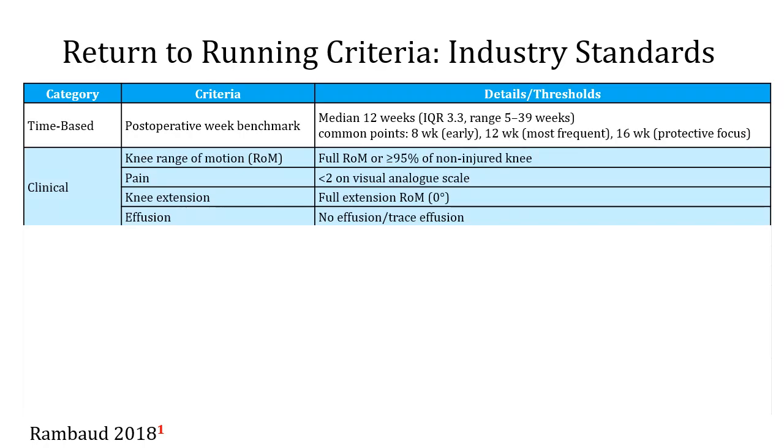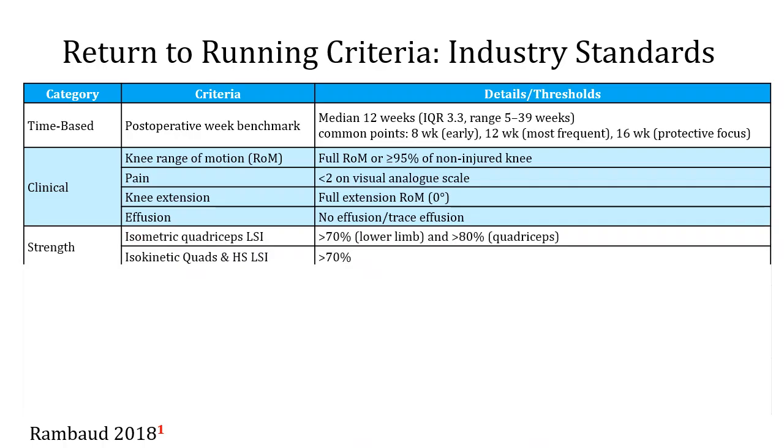Clinical examination, knee range of motion, pain, knee extension, and effusion, they should all be full range of motion or greater than 95% of the uninjured limb. Pain should be less than 2 on a visual analog scale, full knee extension, and no effusion.